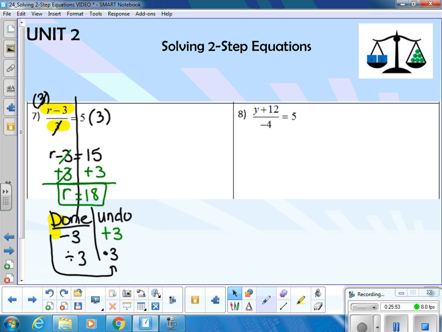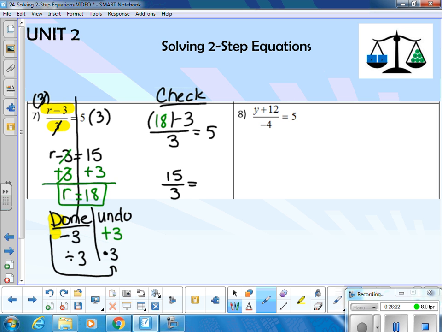So now let's plug in our answers and see for our check step. So we said that r minus 3 divided by 3 should give me 5. And I said that r is 18. So again, we have to go 18 minus 3 first, which gives me 15 divided by 3. Does that give me 5? Sure does. 15 divided by 3 is 5, so 5 equals 5.